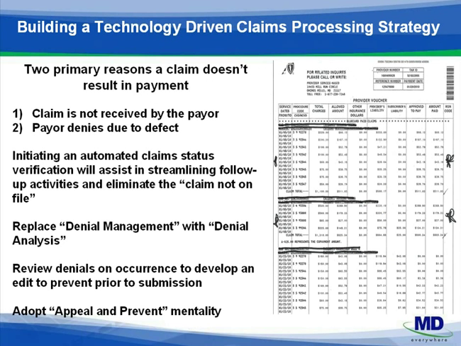So as we move to the back end and you think about it, there's really two primary reasons that a claim doesn't result in payment. The first one is you submit the claim and it's not received by the payer. And secondly, it denies due to a defect. Now, on the first one, there's things that can mitigate to ensure that your claim submission is on file with the payer. And creating automated status verification is one of the things that can assist you in streamlining your follow-up activities to eliminate that claim not on file response when you're following up.